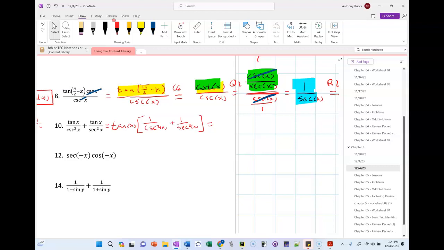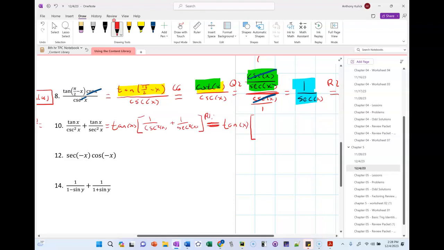Okay, I like that idea better. What identity do you want to do? Or identities? R5. Okay, and what other one? R4. Well, not R4 or R5. You're thinking R1 and R2. Yeah.